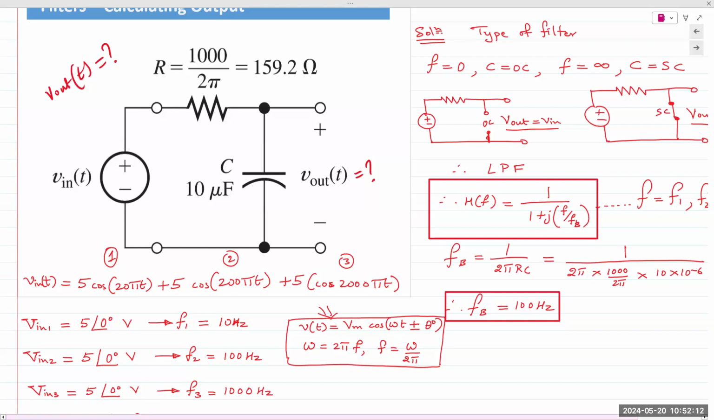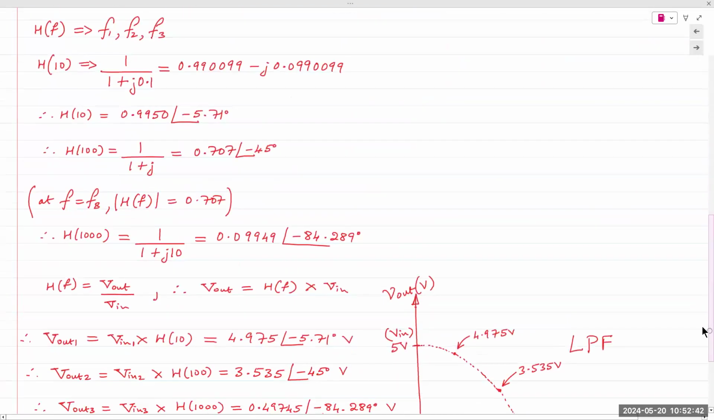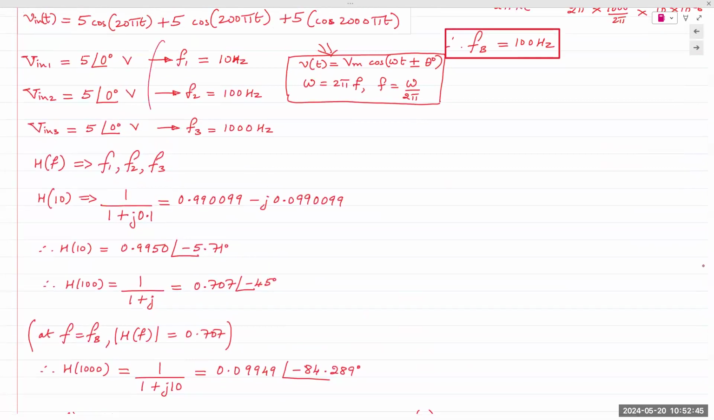The reason we want frequency in hertz is because all of our calculations, our transfer function equations, and fB are all in hertz, frequency f. If we chose omega, we could directly use the omega information. But our transfer function is given as a function of f. So we extract the frequency information from the input signal, and we obtain f1 as 10 hertz, f2 as 100, and f3 as 1000.